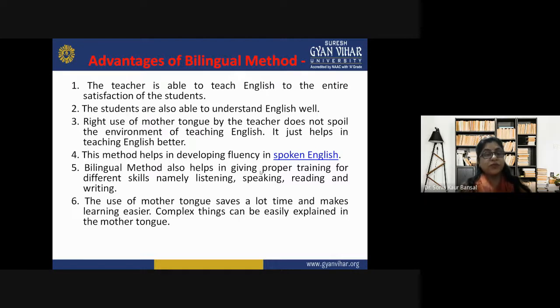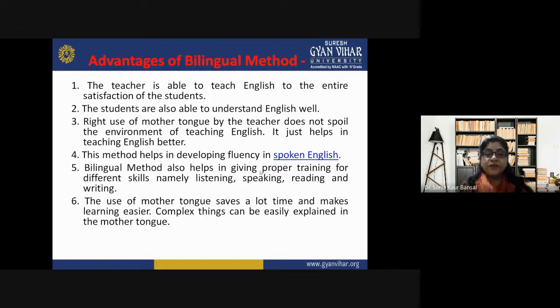Yes, of course, this is another advantage of the bilingual method. As I told you, eventually students are understanding the English language and now they remove their hesitation for speaking English because they are understanding the language with the help of their own mother tongue. So in that condition, they are developing fluency in spoken English also.